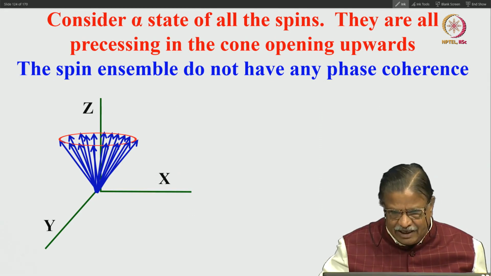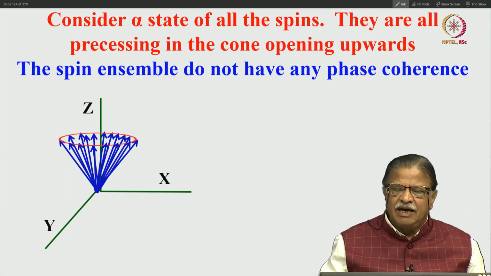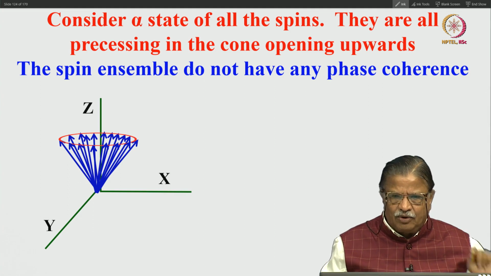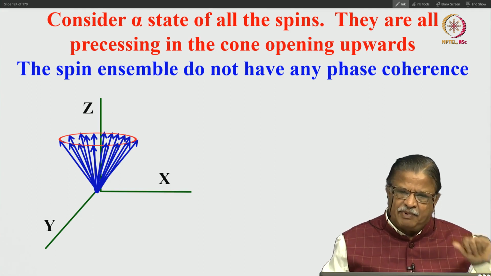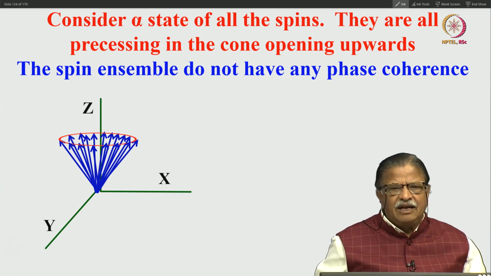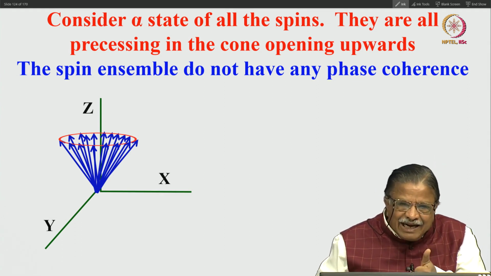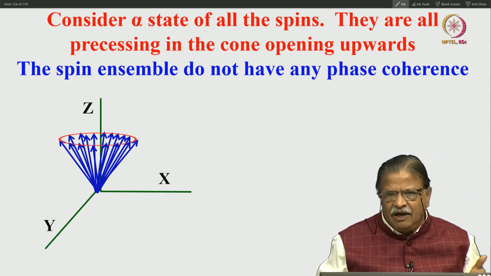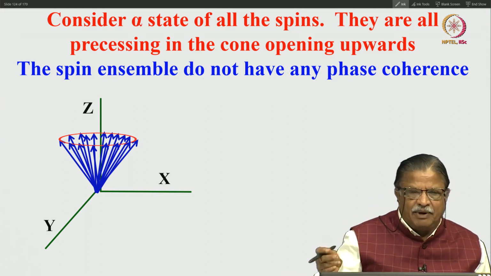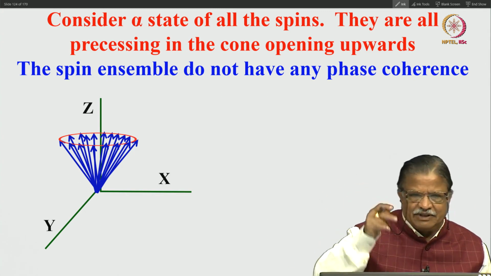There are two possible orientations for spin of nucleus. One is alpha state, plus half, and beta state, minus half. As I already told you, alpha and beta states are spin up and spin down states, conventionally called alpha and beta. Now consider nuclear spins which are in the alpha state. That means all of them are aligned in the direction of the magnetic field, not exactly aligned, making an angle like this. All these nuclear spins, magnetic moments will be aligning and precessing, making a certain angle theta with respect to the magnetic field.